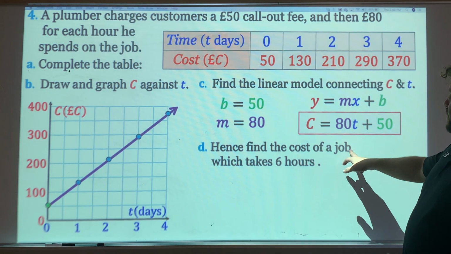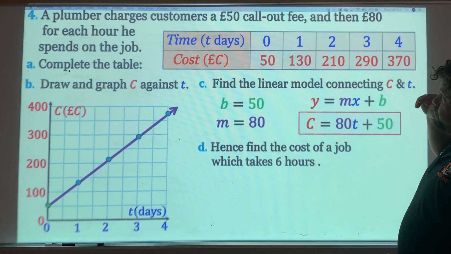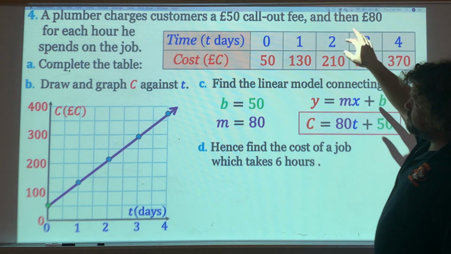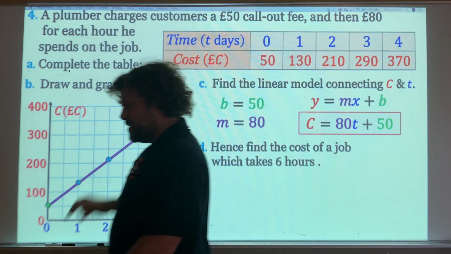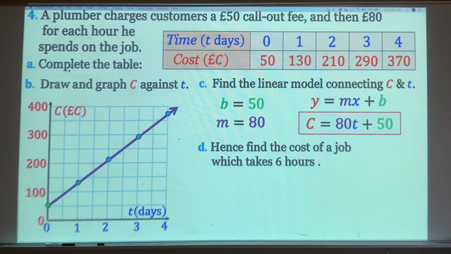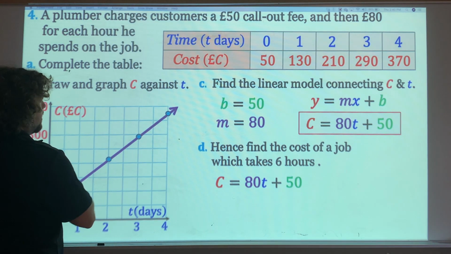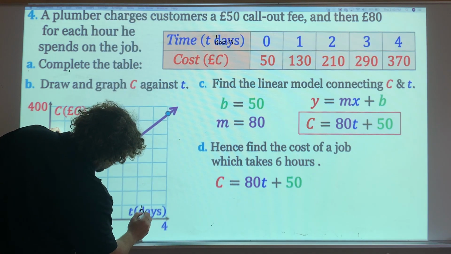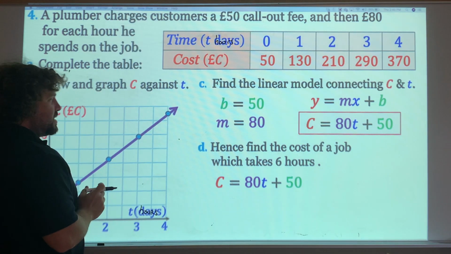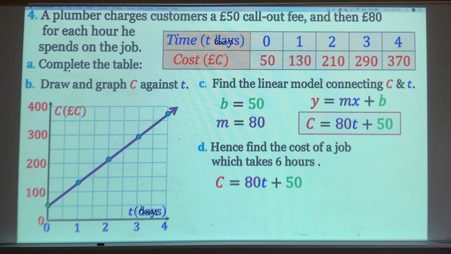Find the cost of a job that takes 6 hours. This time's in days. Is that time in days, or is that time supposed to be in hours? Uh-oh, I could have messed this whole problem up. Well, C equals 80. Nope, this should say hours. Fixed. Hence, find the cost of a job that takes 6 hours.